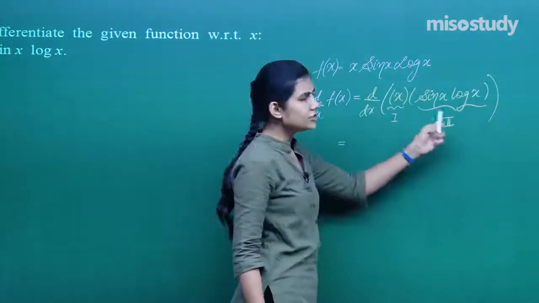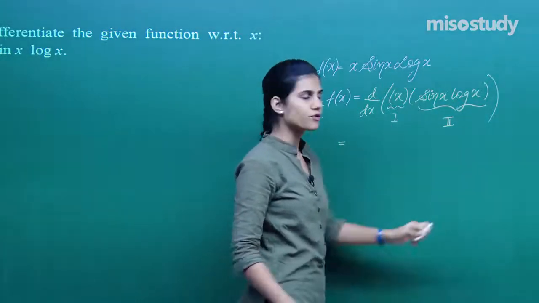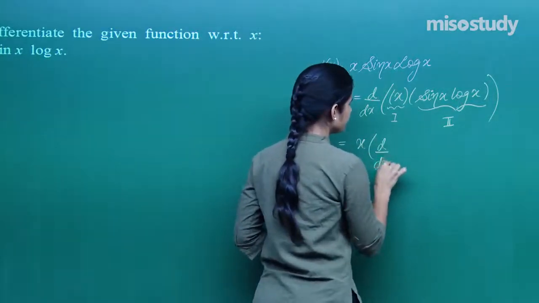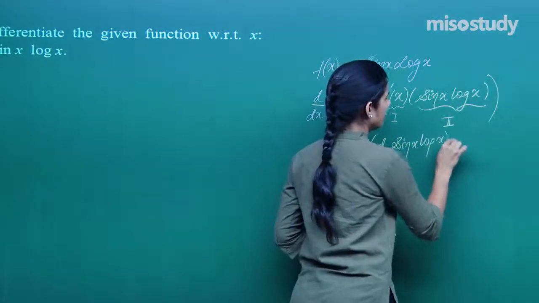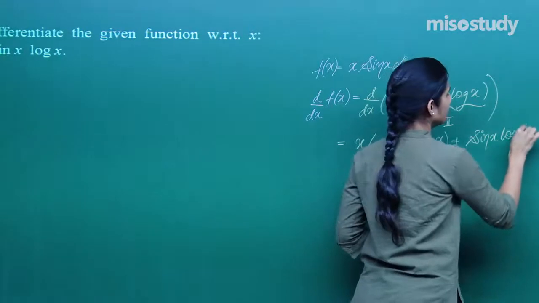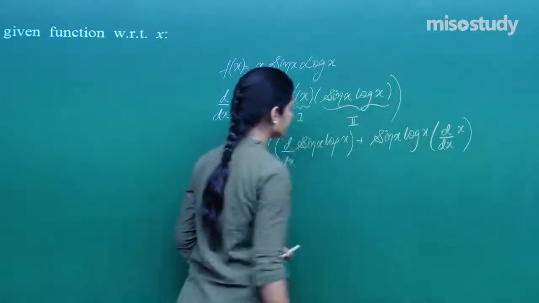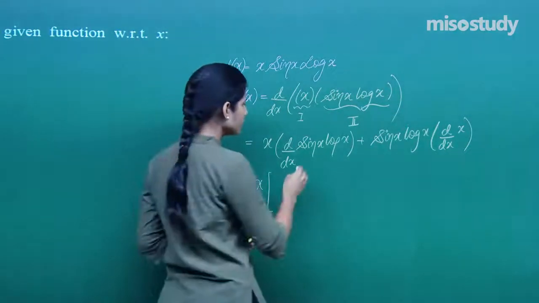d by dx of 1 into 2 is 1 into d by dx of 2 plus 2 into d by dx of 1. So 1 into d by dx of 2 plus 2 into d by dx of 1. This is x. Now again you have d by dx of sin x into log x.